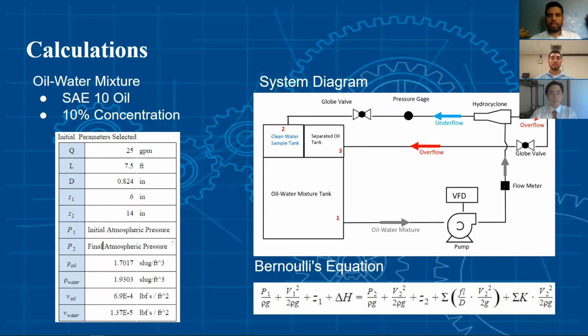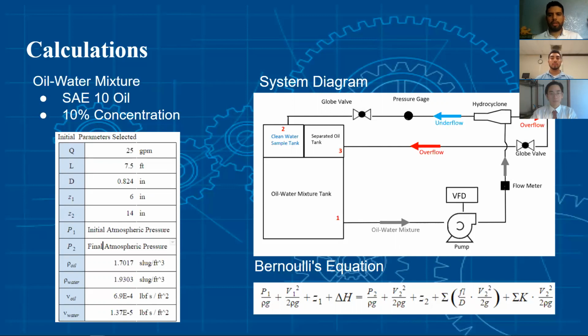We started our calculations by first establishing some initial conditions. For our oil-water mixture, the oil that we chose to go with was SAE10 oil at a 10% concentration. From the different oils that are available to us, SAE10 gave us the greatest density difference from the water, increasing our ability to separate oil from it.